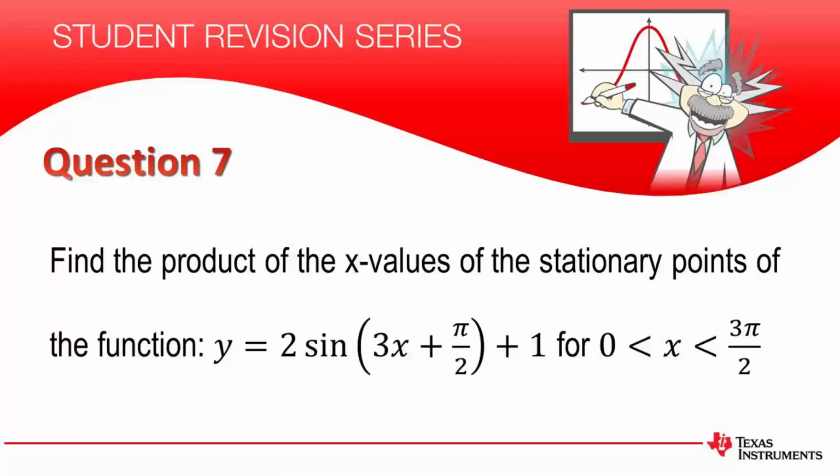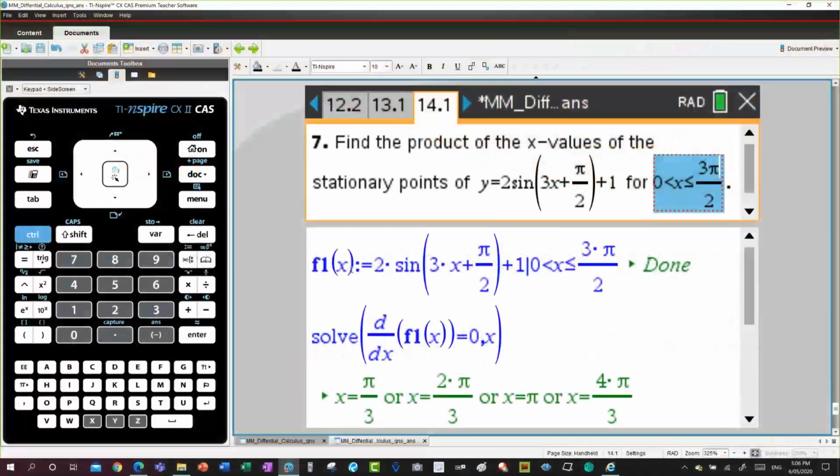Now we've got to find the product of the x values of all the stationary points of y equals 2 sine bracket 3x plus pi on 2 plus 1 in between this domain. Now the first thing, of course, you're going to do with all these things is you're going to define your function. Again, I've done it on a notes page just to show you how the notes page works compared to a calculator page. And the first thing I do, I could use solve.